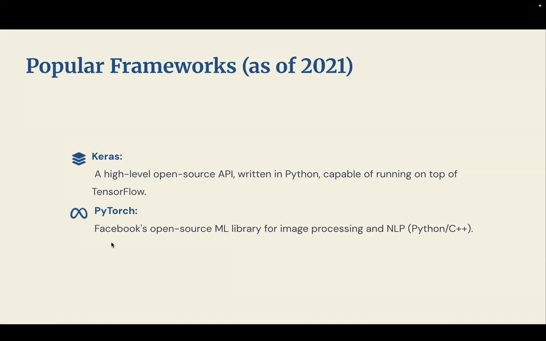And then PyTorch. PyTorch is another open source machine learning library for image processing and natural language processing. So this is developed by Facebook. So what is image processing and NLP? So today you're able to actually unlock your phone using your own face, right? So it processes your image and tells if the person that is trying to unlock the phone is you or not. So this whole process of being able to do that is called image processing.